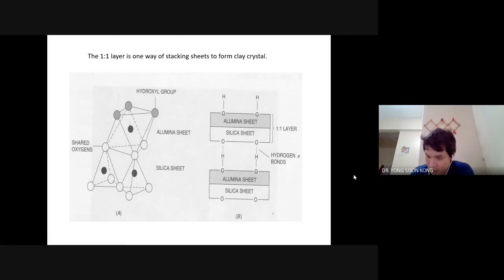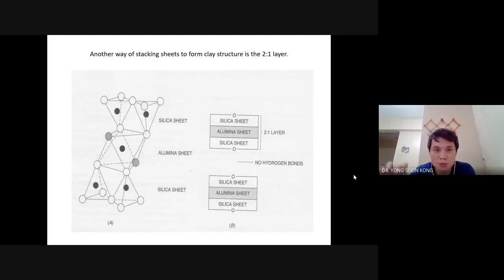Okay, so I think I will stop later. Let me finish the other one. Now we've learned the one-layer micelle. The other type of micelle is the 2-1. In a 2-1 layer micelle, you will have two silica sheets, and inside there's one aluminium. It looks just like a sandwich, except that this is very small.